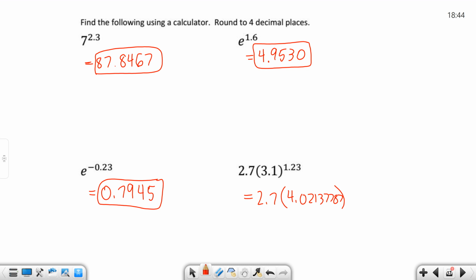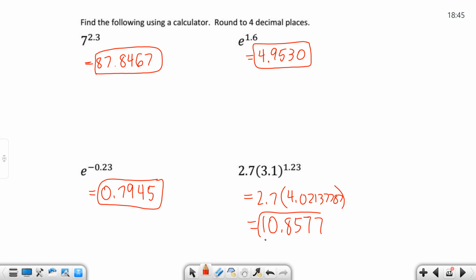So always use the stored value in your calculator if you're in my class. Now, if you have another professor, teacher, instructor, you definitely want to find out what they want you to do. I do not want you to round this until you get to the final answer. It actually goes way further than this in the calculator. So I'm just going to hit the times button and hit 2.7 equals, and then I get my value that I'm going to round off to 4 decimal places.